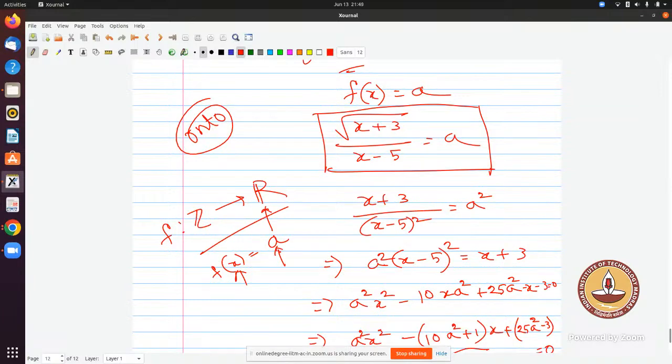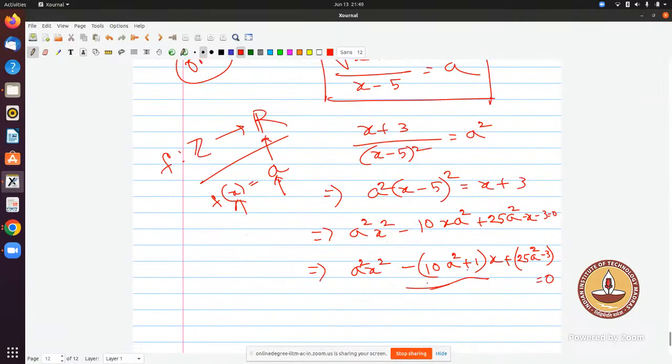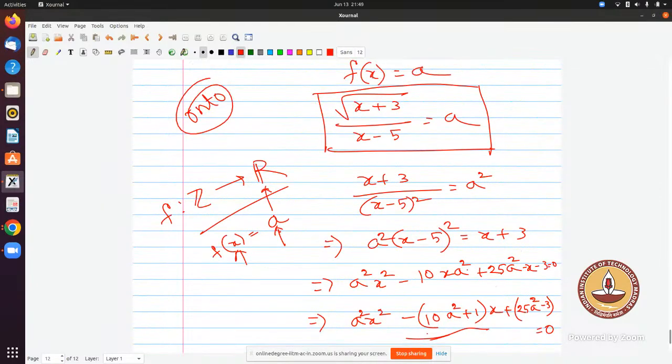Sir, is this the method that if we want to find the range, then we put x plus 3 upon x minus 5 under root is equal to y? Then we convert x in terms of y. Instead of y, I am putting a. That is what I have done, right? Then we calculate that. Yes, sir. Instead of y, I have put a, nothing else.